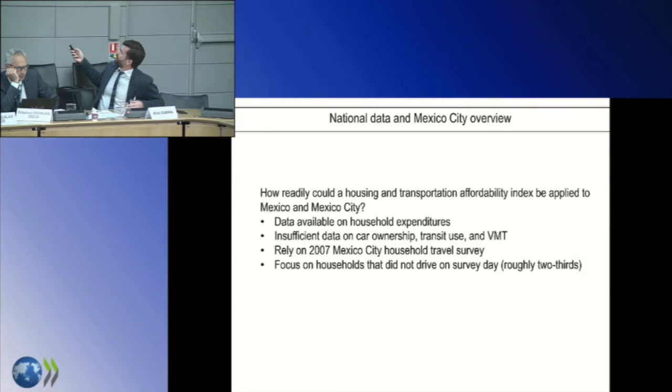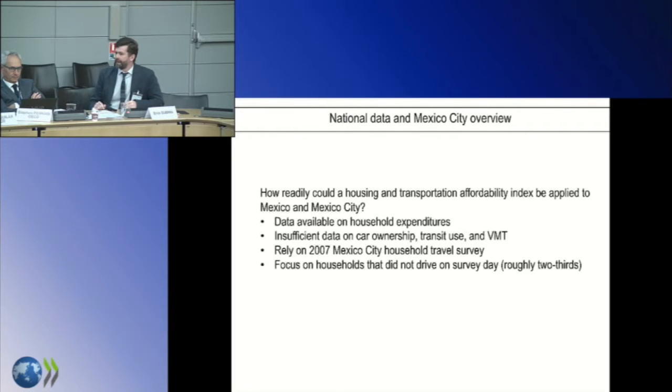So, talking about applying the index to Mexico City, one of the first questions I wanted to look at was how readily this could be applied in Mexico. And actually, in Mexico it would be quite difficult. There's good data on household consumer expenditures. INEGI, the statistics agency, keeps very high quality data, and you can get it at a fairly refined spatial unit as well.